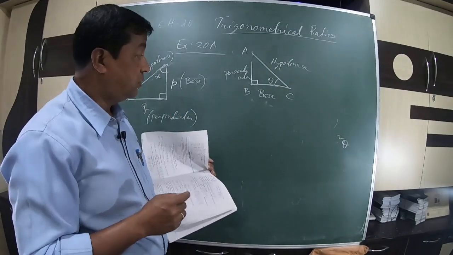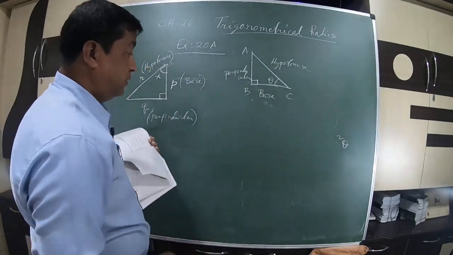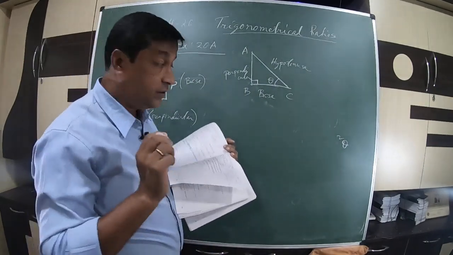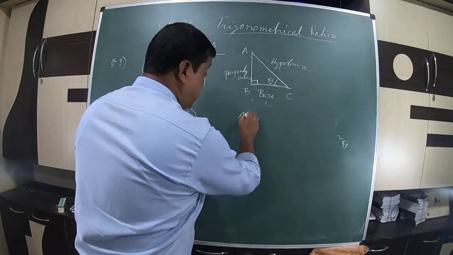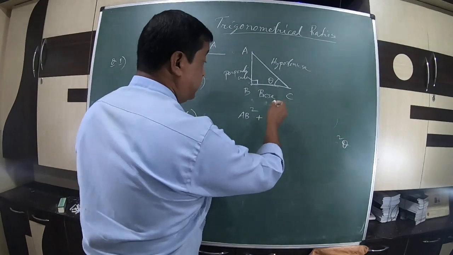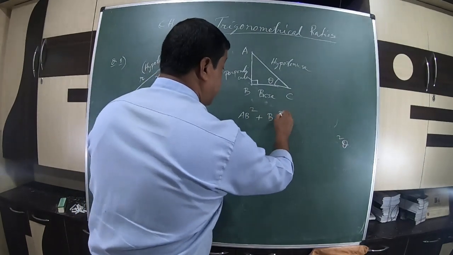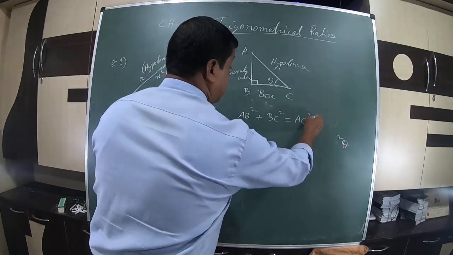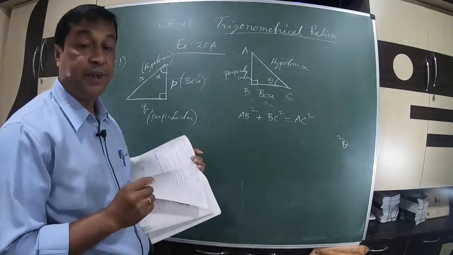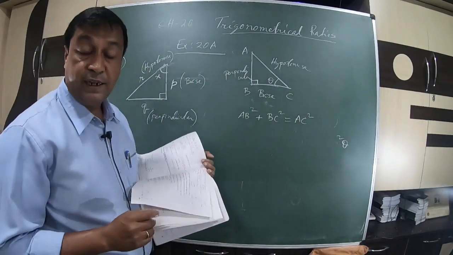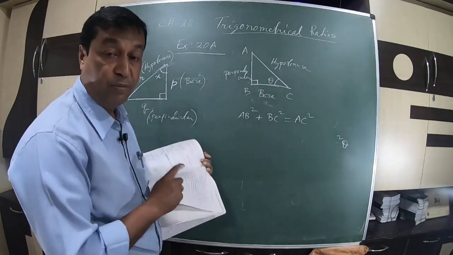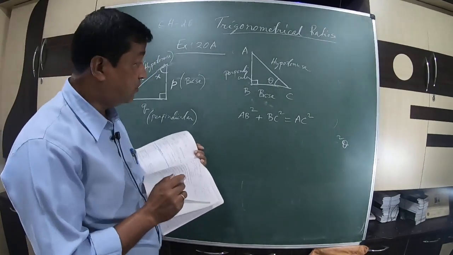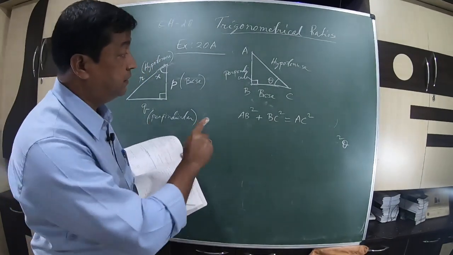So now if you go for the Pythagoras theorem, that is AB square plus BC square equal to AC square. This is the Pythagoras theorem. Now actually what is the Pythagoras theorem? The sum of the square of the perpendicular and the base will be equal to the square of the hypotenuse.